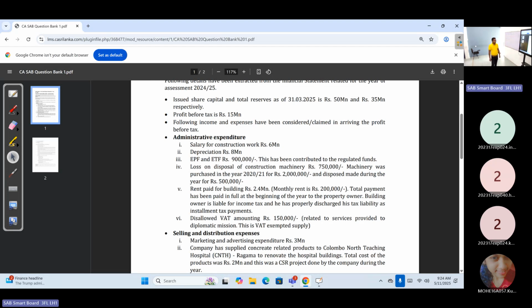Second, the next one is depreciation. This is accounting depreciation. It is a provision, not allowed under section 10. In the income statement it has already been deducted, but for tax purposes it is not deductible expenditure. Therefore, we have to add back 8 million.